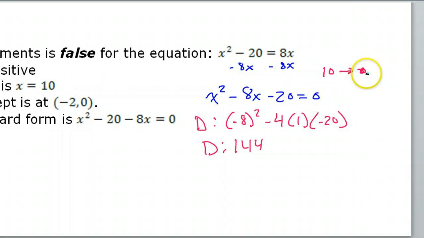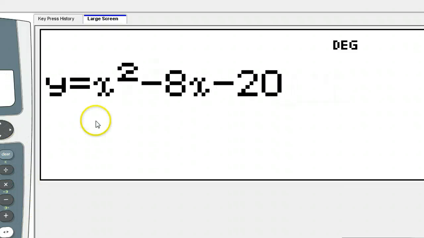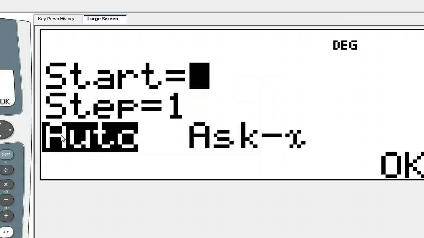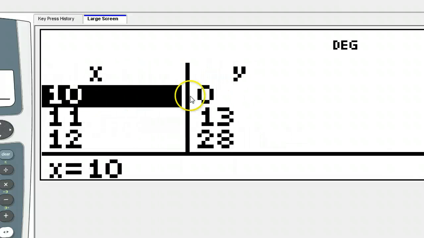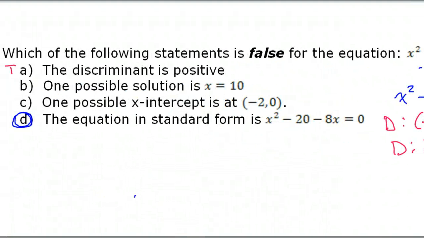Okay, 10 comma 0 is another way to look at it, if 10 is a solution. So look at your calculator, hit your table button, type the equation in. If you want to be slick about it, start at 10, since that's what we're interested in. Oh, look at that, 10 comma 0. 10 is a solution. So again, that's why that's another true statement.